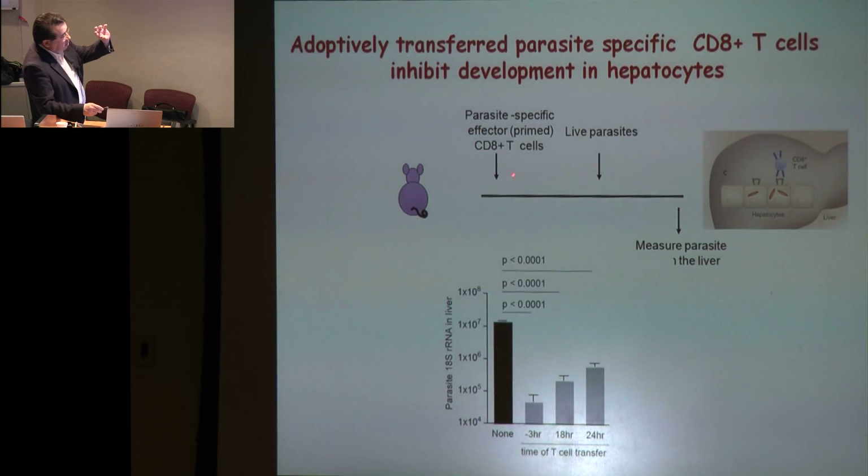Or we can actually just change the protocol and then inject the parasite first and then inject the CD8 cells. And what we see, the way we measure, is the parasite load in the liver by a real-time PCR based on the detection of ribosomal RNA of Plasmodium.